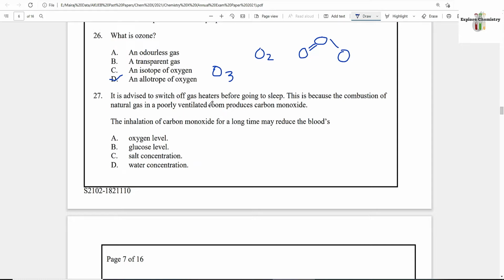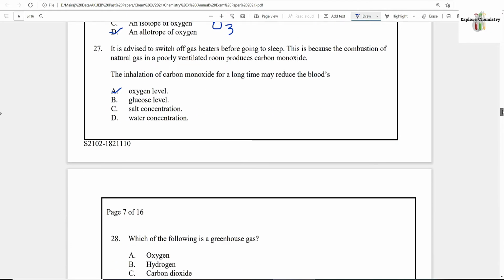27, it is advised to switch off gas heaters before going to sleep. This is because the combustion of natural gas in a poorly ventilated room produces carbon monoxide. The inhalation of carbon monoxide for a long time may reduce the blood's oxygen level because it will react with the hemoglobin's oxygen.